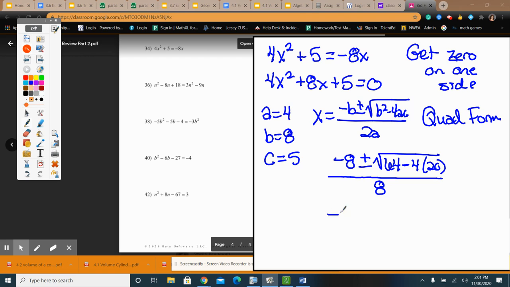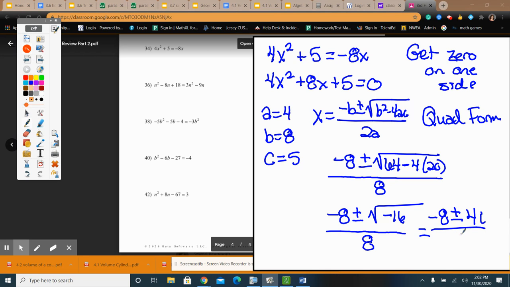So I get negative 8 plus or minus. I'll type this in my calculator. 64 minus 80. Yeah, I get negative 16. What does that mean? That means I'm going to get an imaginary number here. And that's okay. So I get negative 8 plus or minus square root of negative 16 means there's an i. Square root of 16 means 4. So that's a 4i over 8.